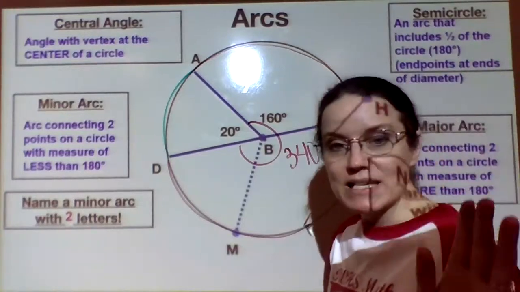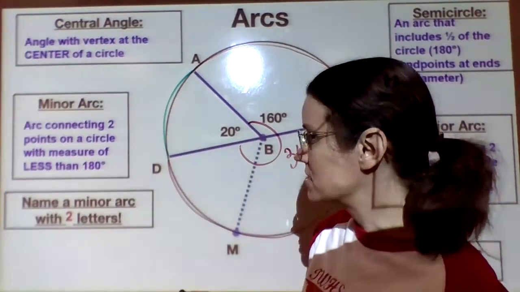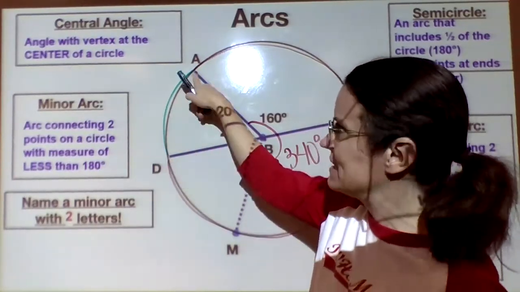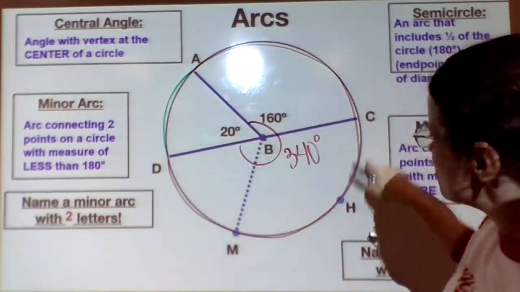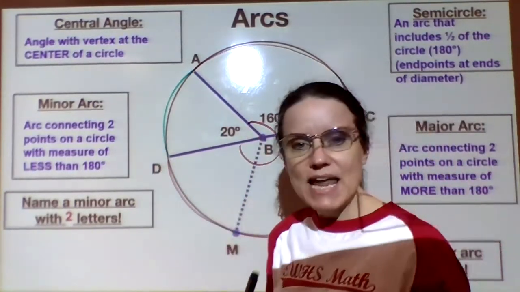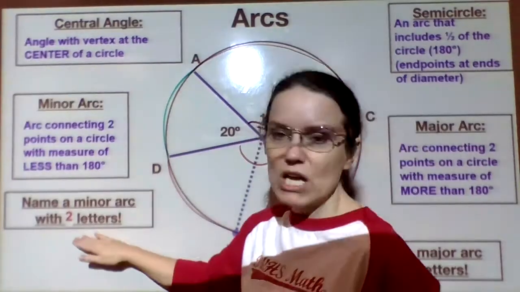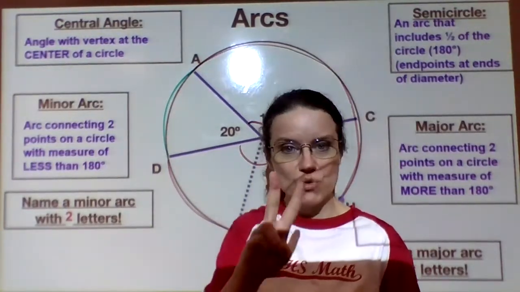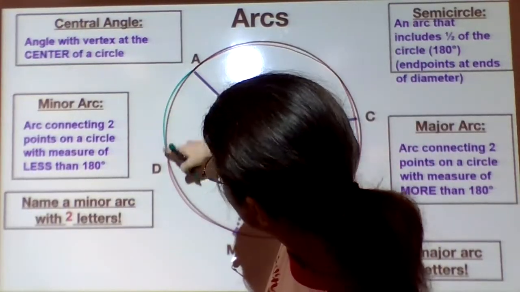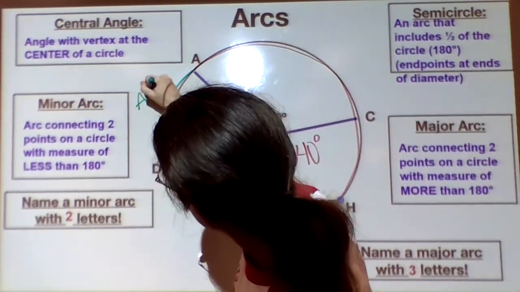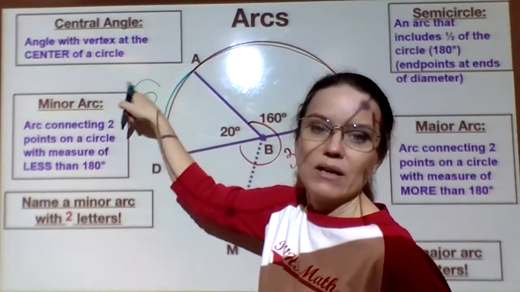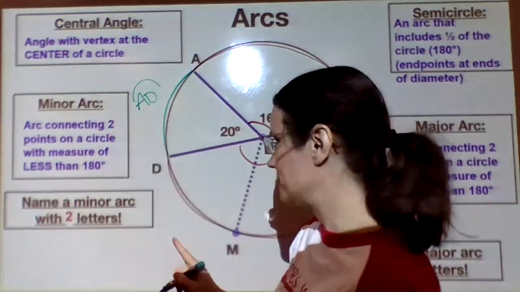Now the trick is when we name these, we need to be able to tell them apart. So we have this minor arc here, and its endpoints are on A and D. And then we have this major arc here, and its endpoints are also at A and D. So to name them and be able to tell them apart, we always name the minor arcs with 2 letters. So this arc here, its endpoints are at A and D, so I would call this arc AD. And we use this curved little eyebrow to label it as an arc.